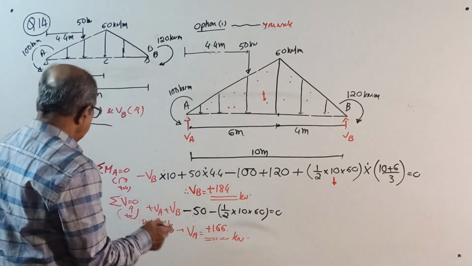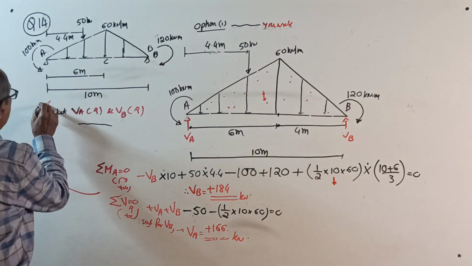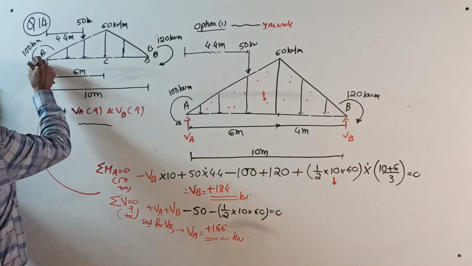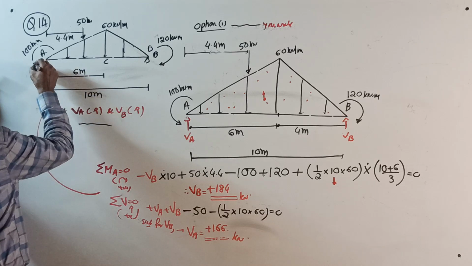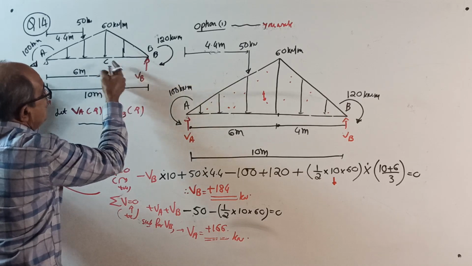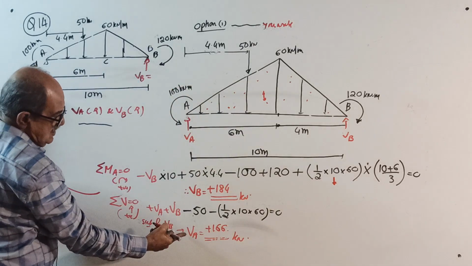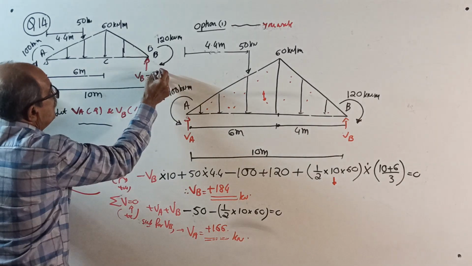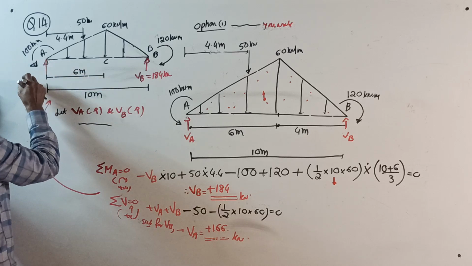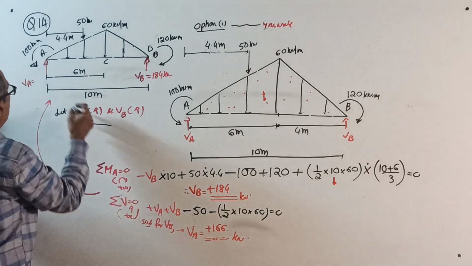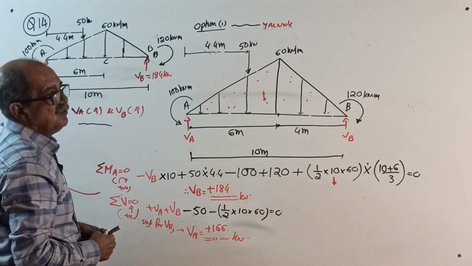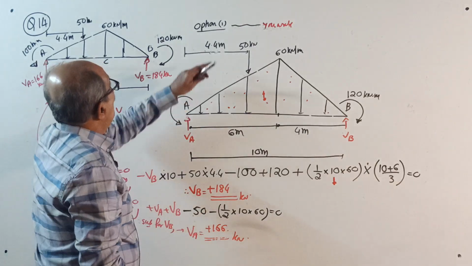Over. Then write, therefore immediately write once again, support reactions for the beam, given beam is, see, enter here. Not the same sketch, write once again a sketch. VB 184 kilonewton, VA 166 kilonewton. Over. Question is over. Okay, now option 2.